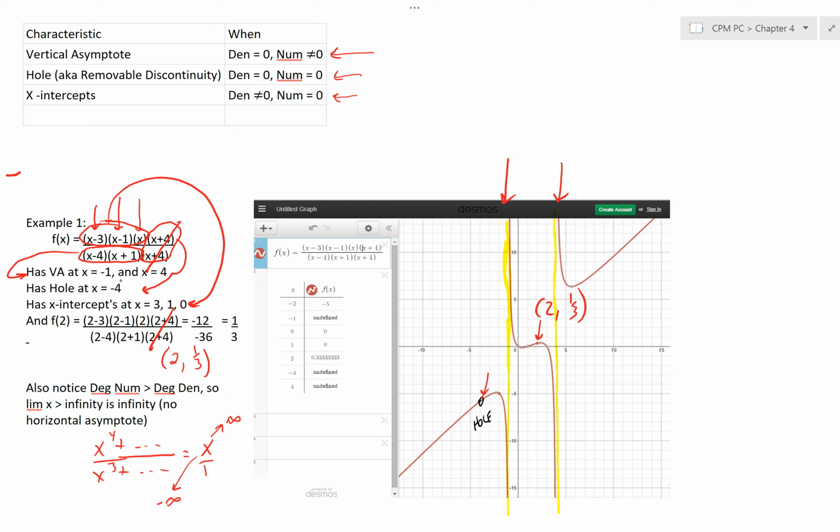If you use the trace mode and you type in the x value, like here we know there's a hole at x equals -4. So if I was on my graphing calculator and I typed in x equals -4 in trace mode, it would say y equals, and it would just leave it blank because there's no y value corresponding with that point. Okay, and so we have all of those features graphed.